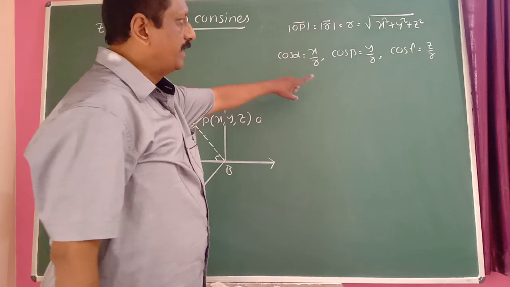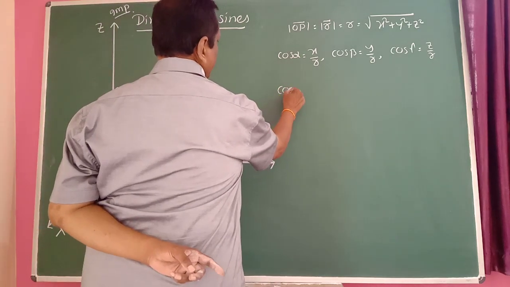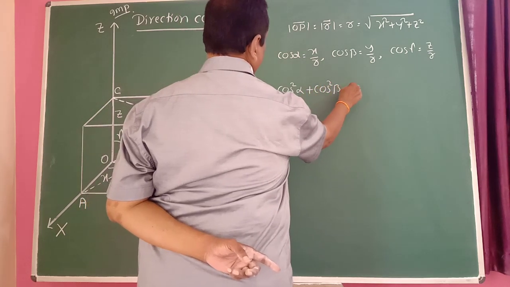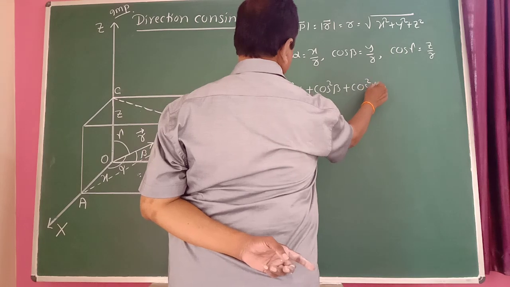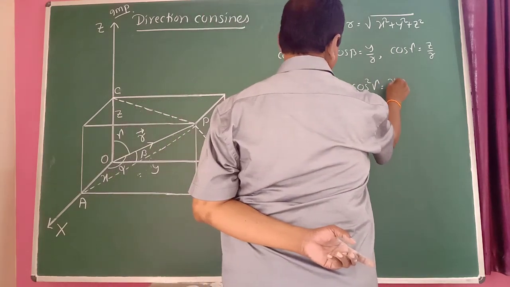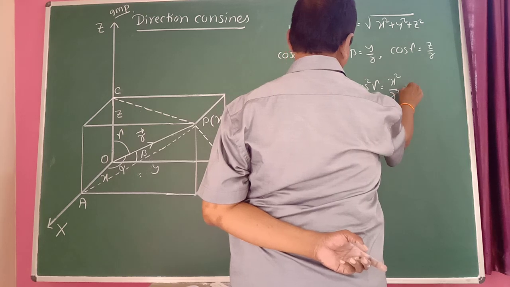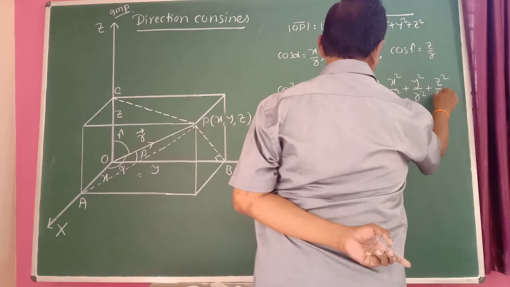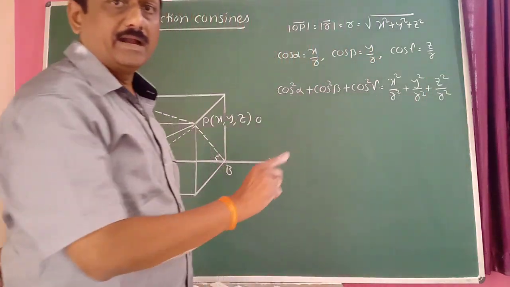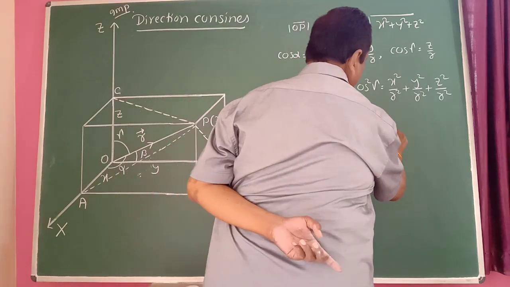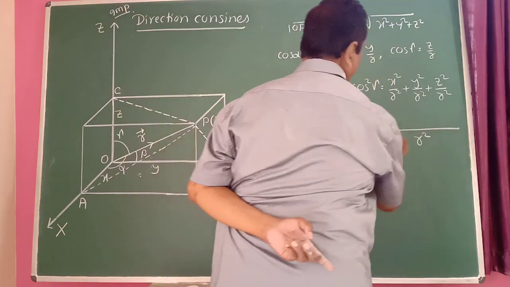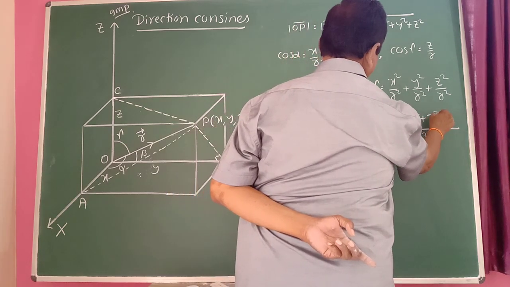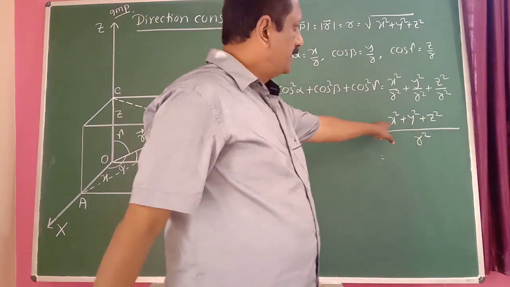Okay, there is squaring and adding here. Squaring and adding cos square alpha plus cos square beta plus cos square gamma is equal to x square divided by r square plus y square divided by r square plus z square divided by r square. Squaring and adding here. In this case LCM is r square here. So write r square in the denominator. So you can write x square plus y square plus z square here.